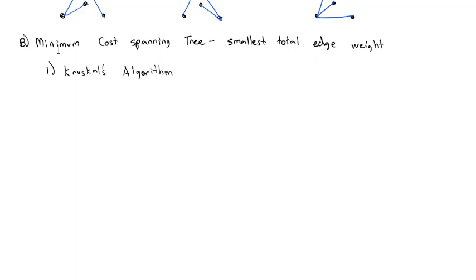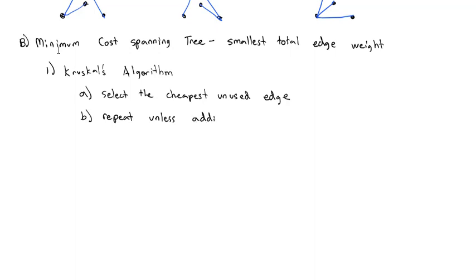And again, I might be pronouncing that wrong. But the process we go through with Kruskal's algorithm is we select the cheapest unused edge. And then we're going to repeat that process unless adding the edge creates a circuit. Because we said no circuits allowed with these spanning trees.